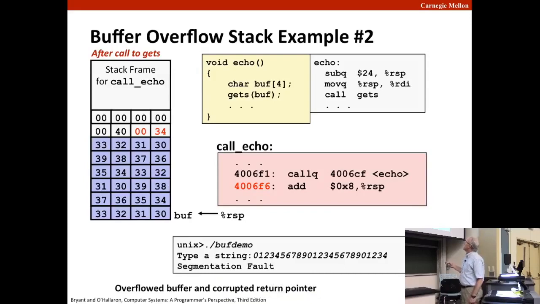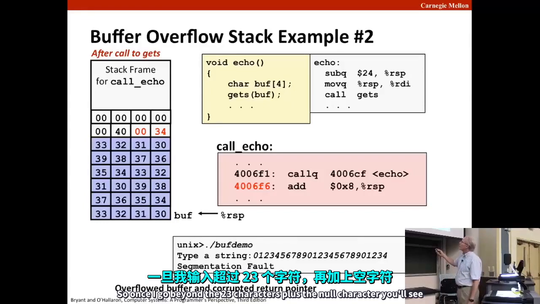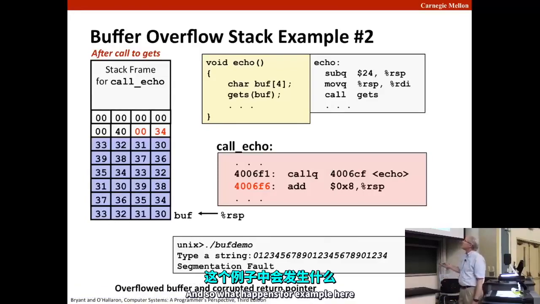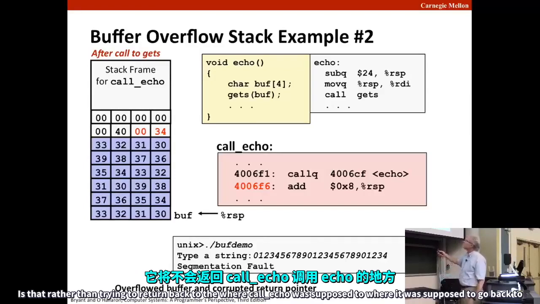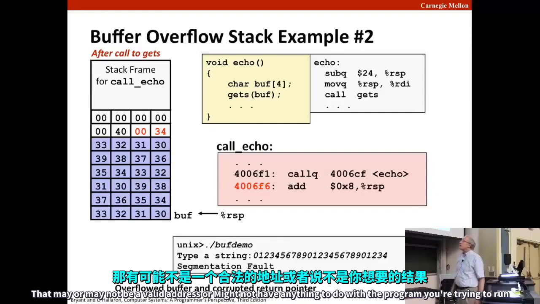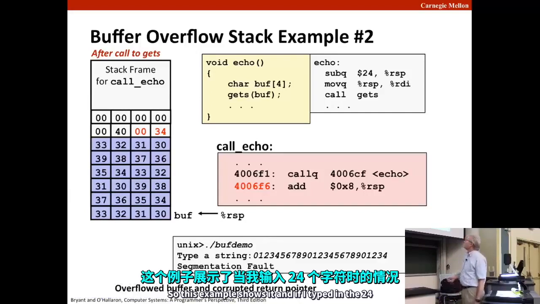But now, this is an example showing 25 characters. Once I go beyond the 23 characters plus the null character, you'll see what I'm slowly starting to do is corrupt the byte representation of the return address. And so what happens, for example, here is that rather than returning back to where call echo was supposed to go, it goes back to some other part of your code that may or may not be a valid address or might not have anything to do with the program you're trying to run. So this example shows it.